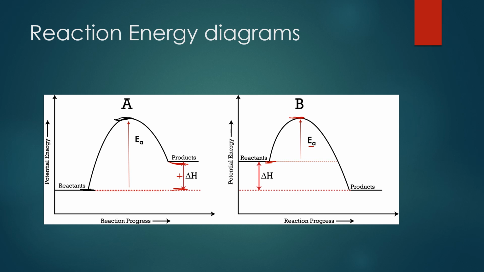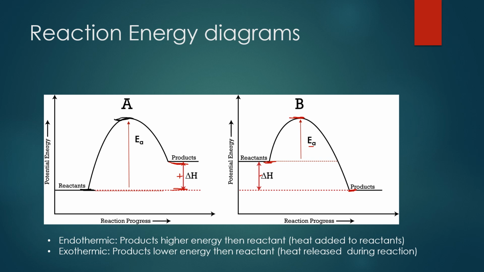To figure out if it's endothermic or exothermic, I'm looking at the delta H. And in reaction B, the products this time are lower in energy than the reactants. If the products are lower in energy, I'm going to get a negative delta H. Negative delta H tells me that it is going to be an exothermic reaction. So the answers are written below.